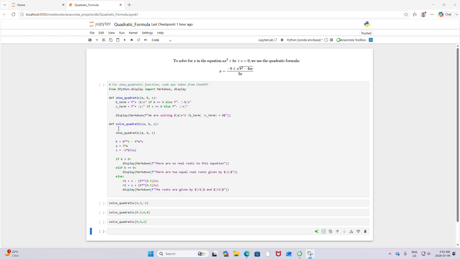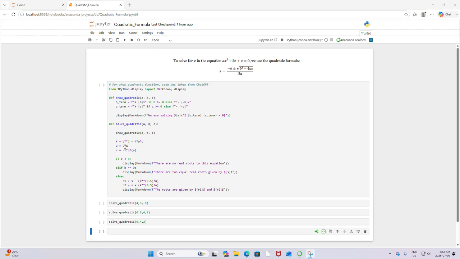So then let's actually look at the solve quadratic function. I've defined a function called solve quadratic, again inputting the a, b, and c, which correspond to the a, b, and c in the equation. I'm calling the show quadratic function, and that's, again, just to list the equation that we are solving. And then I've listed some variables here, k, u, and s. Why did I use k, u, and s? I have no idea. You can call them whatever you want, but I'm just assigning some variables here that will make the working a little bit easier.